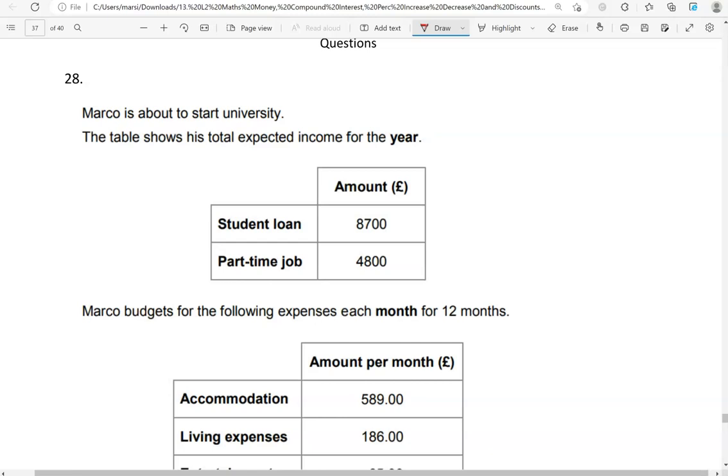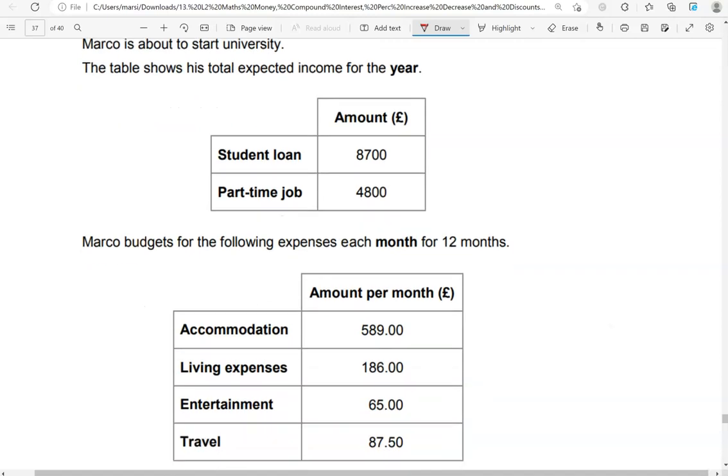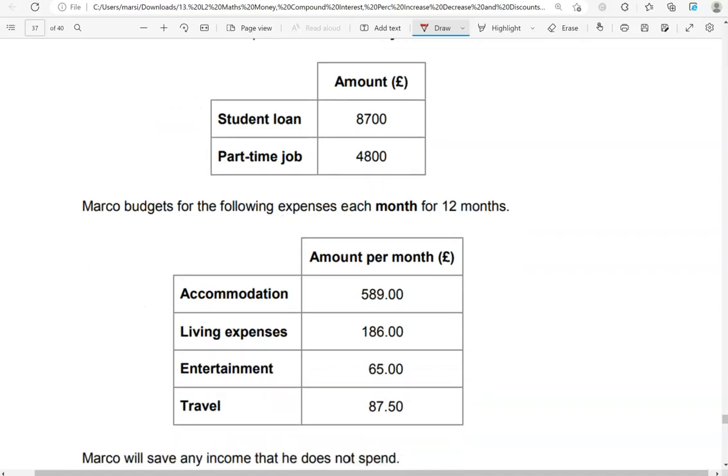Marco is about to start university. The table shows his total expected income for the year. Got student loan, £8,700, part-time job, £4,800. Marco budgets for the following expenses each month for 12 months.